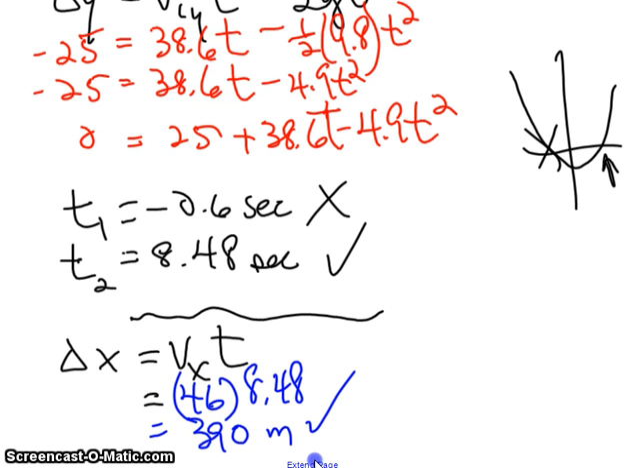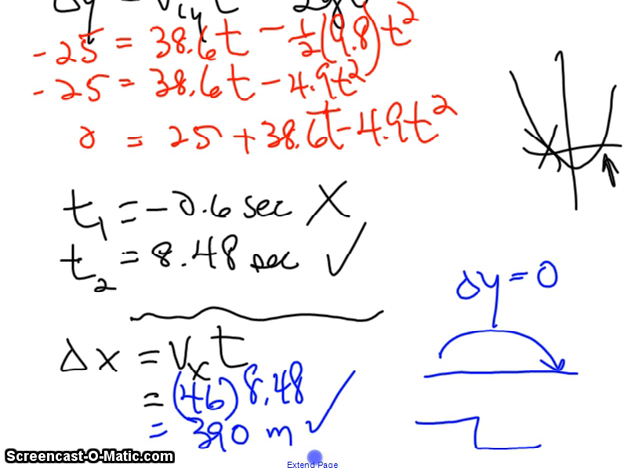The other ones are very similar. If delta y is 0, that's this type of problem. It works out very nicely like that. You just put a 0 in there instead of a minus 25. The other solution I'll talk a little bit more about in another video since we're running out of time.